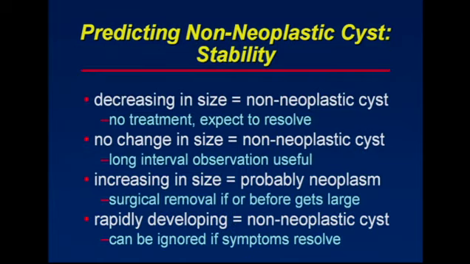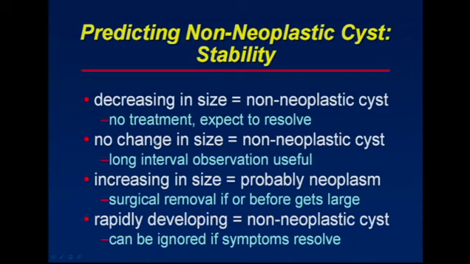Now, stability is probably the easiest to understand. Clearly, if a cyst is decreasing in size between 2 exams, that's a non-neoplastic cyst. There are no instances that have been shown where a neoplasm actually got smaller on a follow-up study. And so if you can show that the cyst is decreasing in size, you don't need to treat that cyst. It's expected to resolve, should not be a problem for the patient.